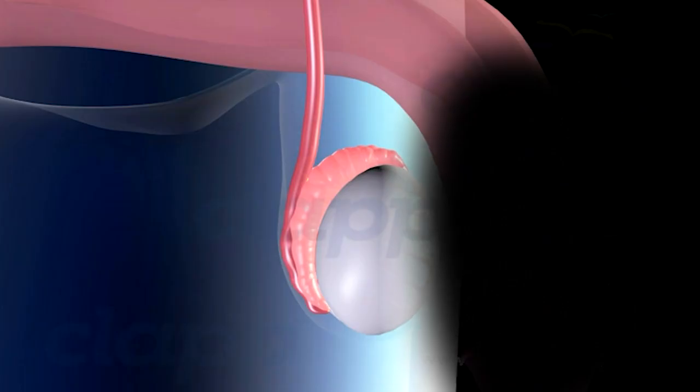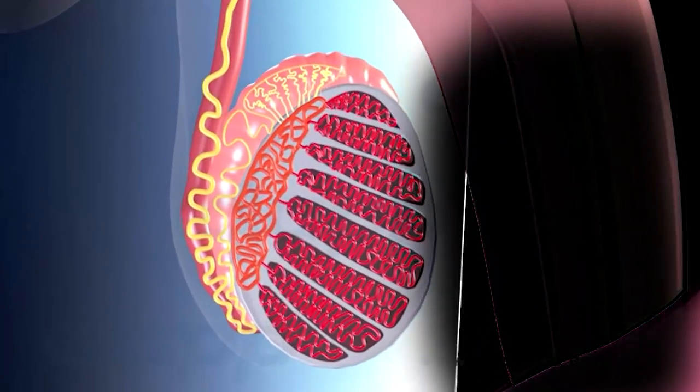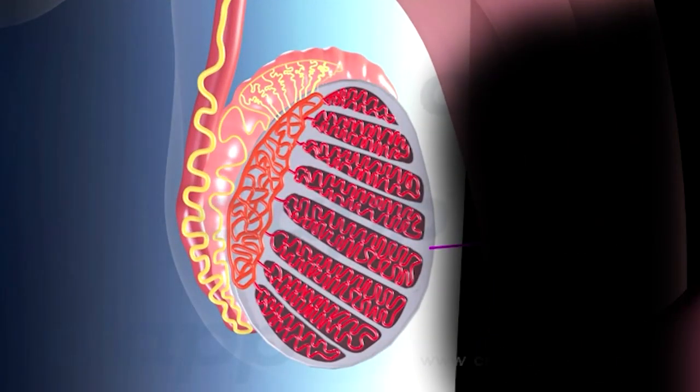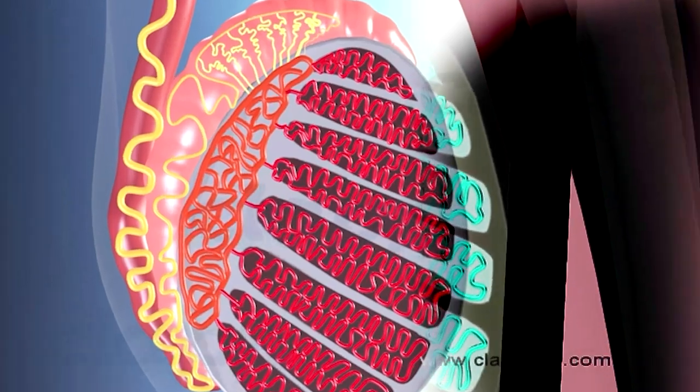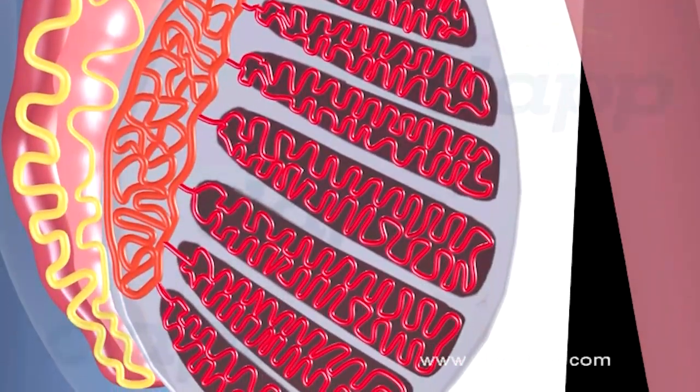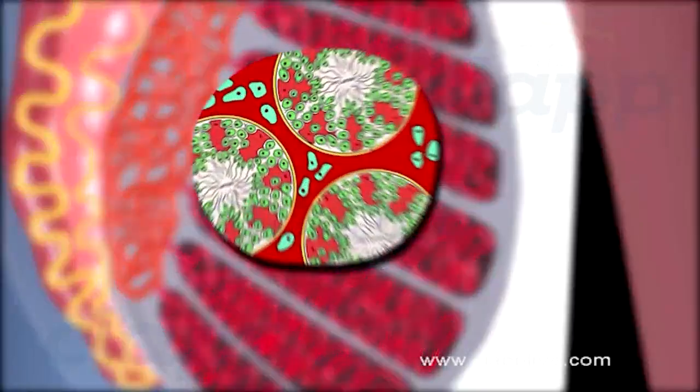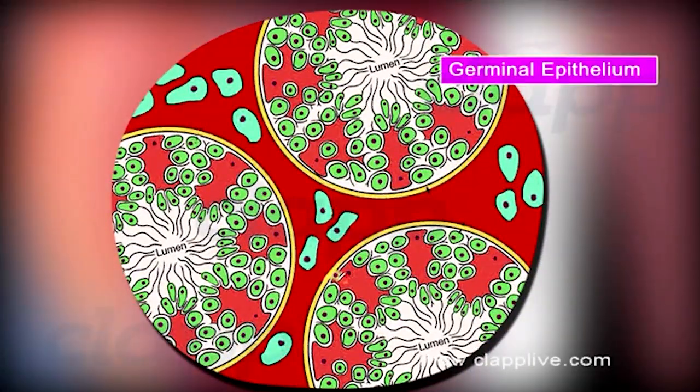Testis is enclosed in a dense fibrous coat, tunica albuginea, inward growth of which divides the testes into around 200 to 300 lobules called testicular lobules. Each lobule consists of 1 to 3 highly coiled seminiferous tubules. These tubules are lined inside by germinal epithelium.